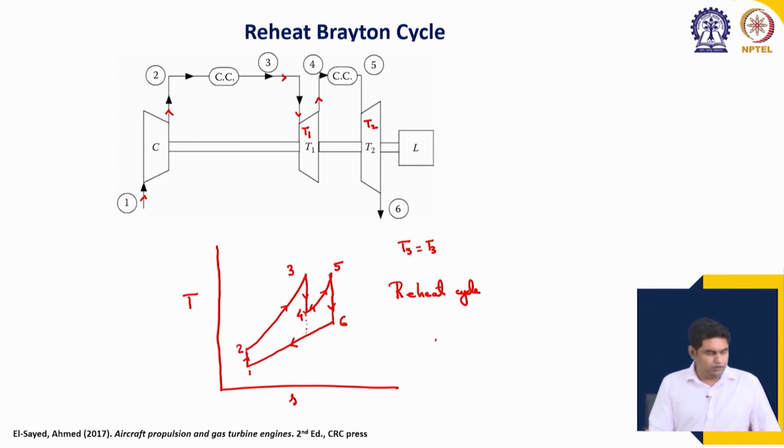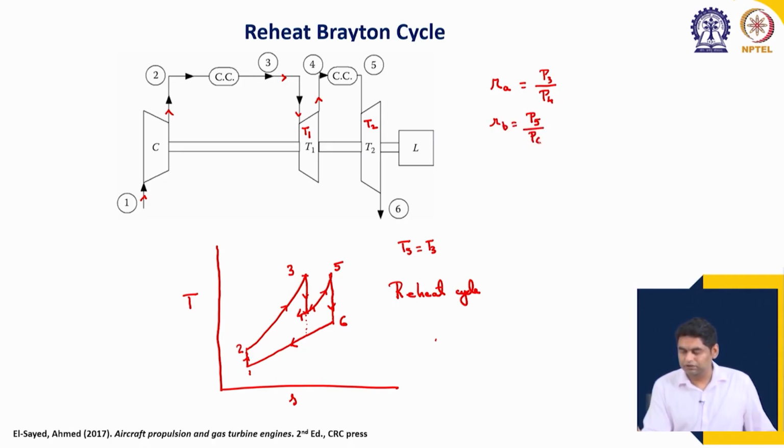We will define a set of variables. So, let us say that the pressure ratio from 3 to 4, this pressure ratio, is R A. This is equal to P 3 by P 4. Similarly, R B is equal to P 5 by P 6. Now, because P 6 is equal to P 1 and P 3 equal to P 2, this also means that the overall pressure ratio R, which is equal to P 2 by P 1, should be equal to R A into R B.